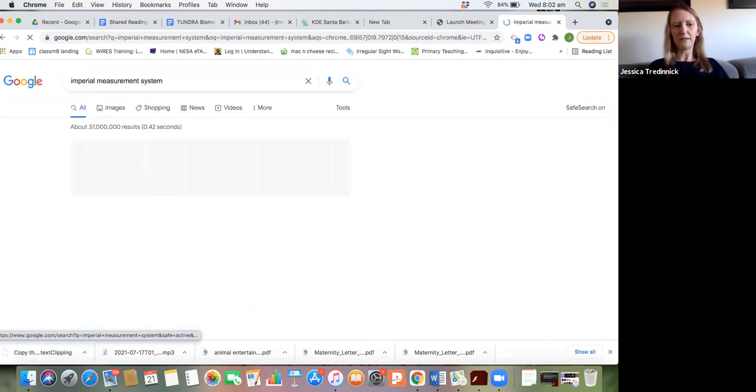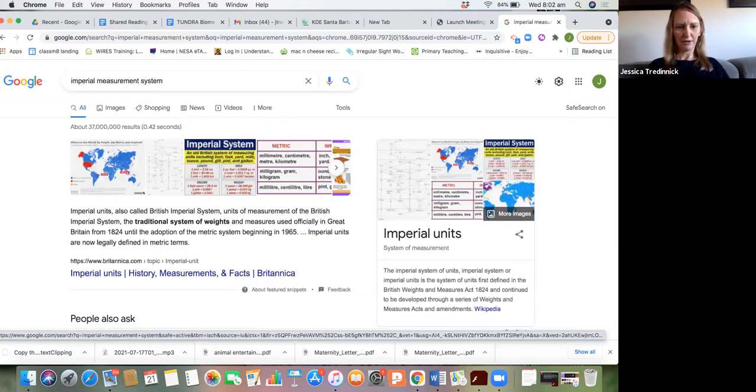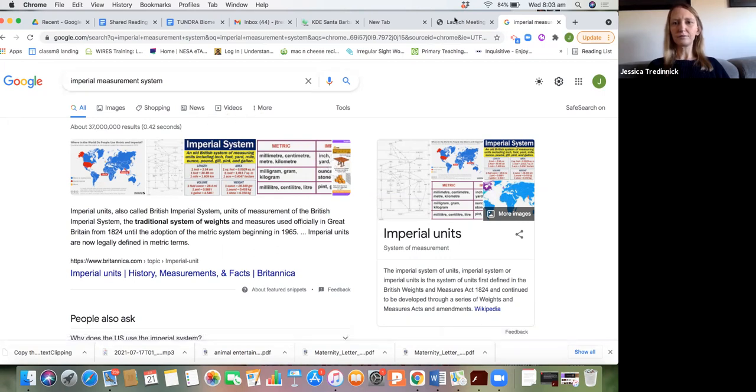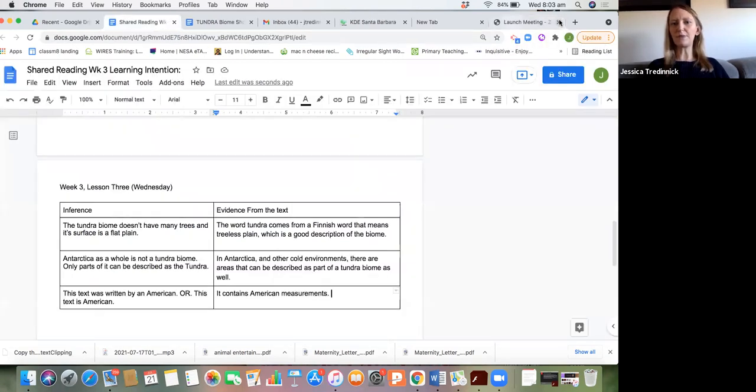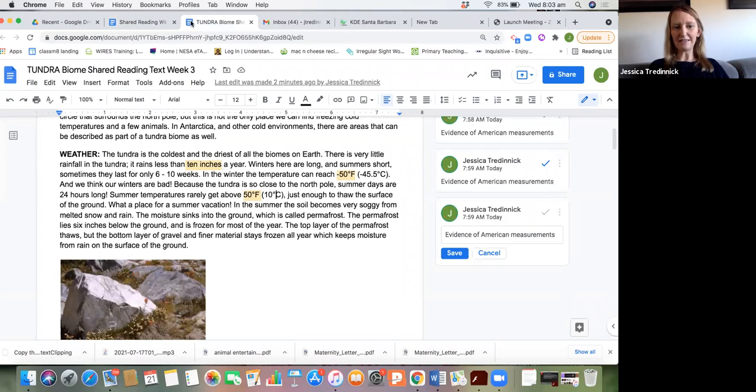I just want to double check that I'm right. So imperial units is the British. Includes inch, foot, yard, pounds. So yes, it's part of the imperial system, whereas we use the metric system, which is the other side, which is the measurements in brackets. And it contains American measurements. And then I can actually put a few in there as my evidence.